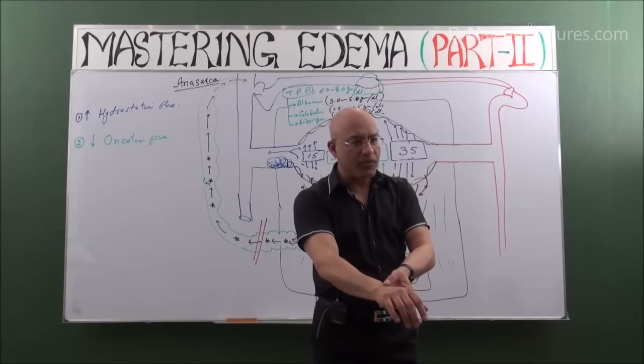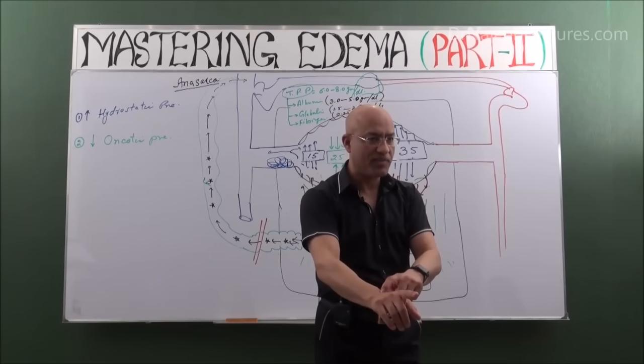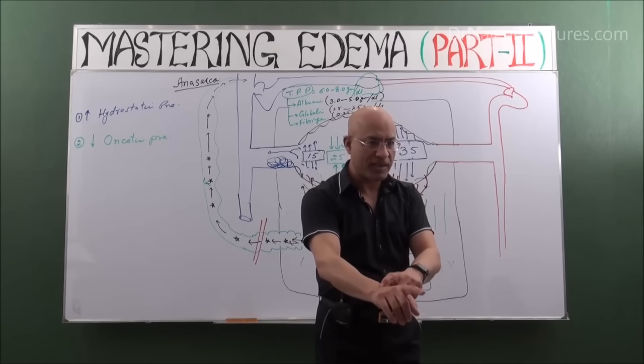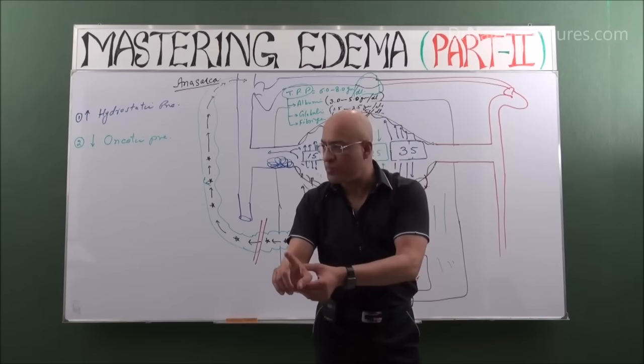We say with finger pressure we can produce a pit here, P-I-T, pit. What can we produce? A pit here. And this type of edema is called pitting edema. What do we call it? Pitting edema.